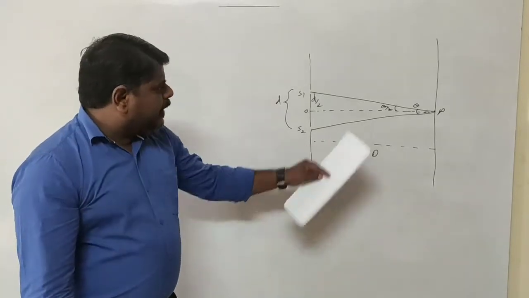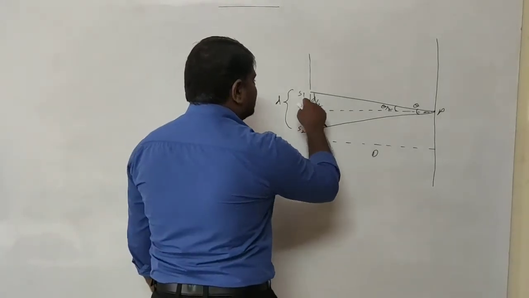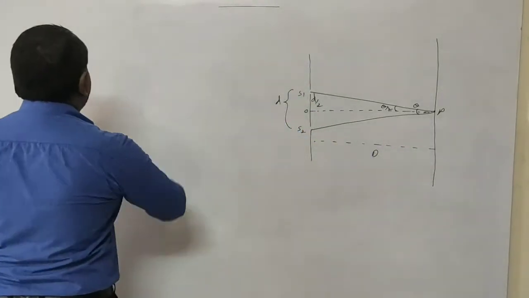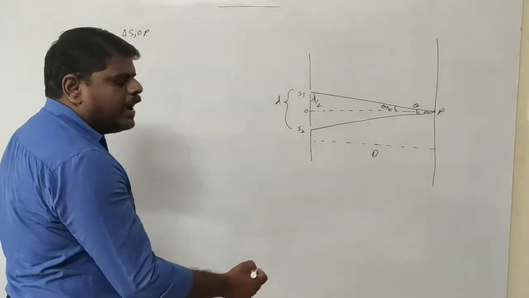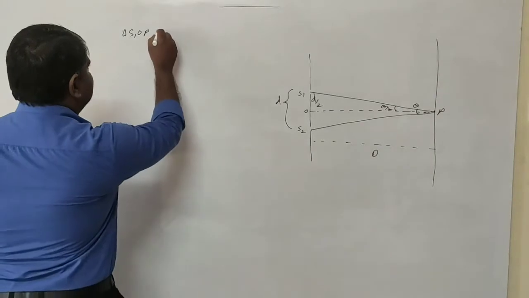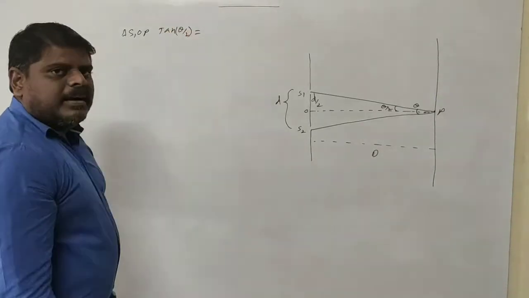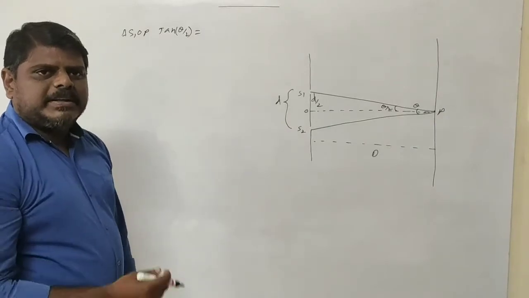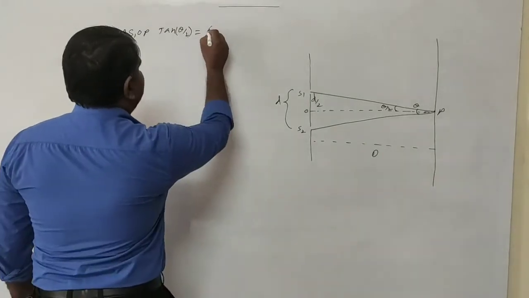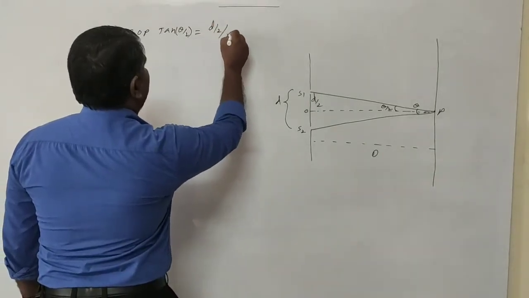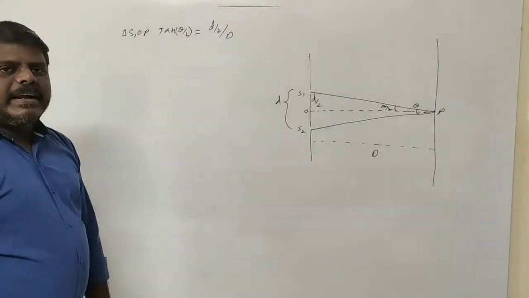So from this diagram we are going to take a triangle. Which triangle? Triangle S1OP. From the triangle S1OP, I am going to take tan theta by 2. Tan means opposite by adjacent. Opposite means d by 2, adjacent means capital D. That means it can be written as d by 2 by capital D. This is the tan theta by 2 value.